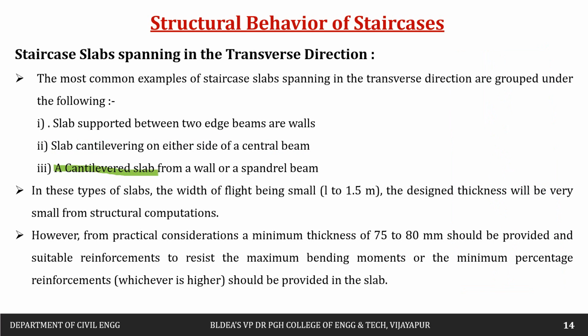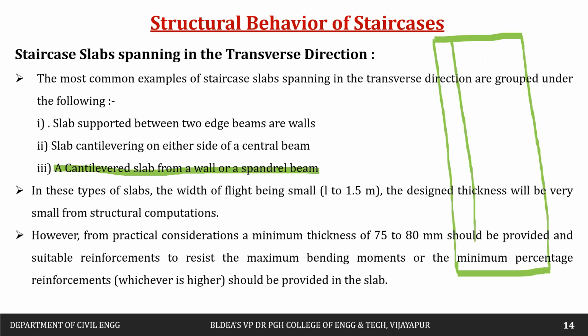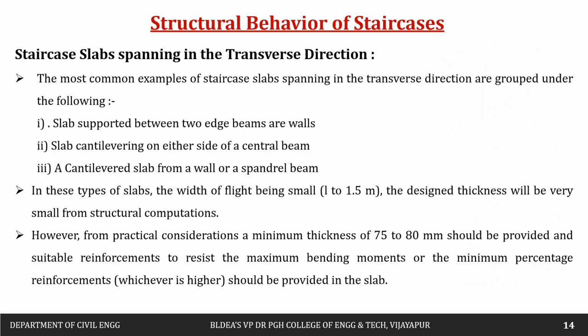Then next is a cantilever slab from a wall or a spandrel beam. So for example, if this is the flight, only on one side you may have the support, that is, you may have the beam. From this beam the flight will be the cantilever. In these types of slabs, the width of the flight being small, that is 1 to 1.5 meter, the design thickness will be very small compared to the structural computations.